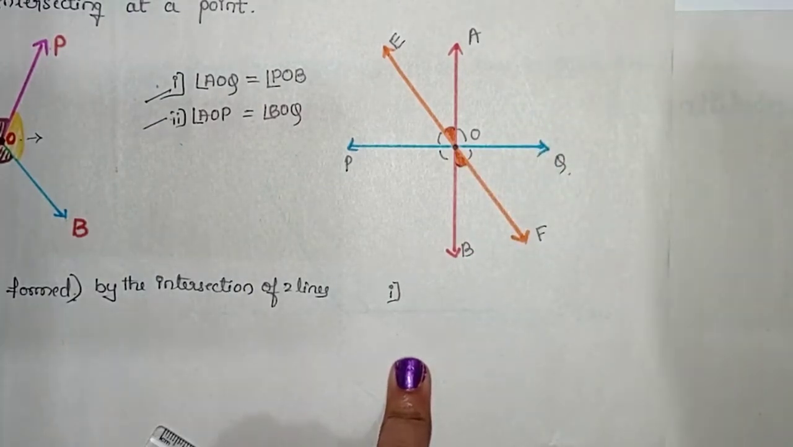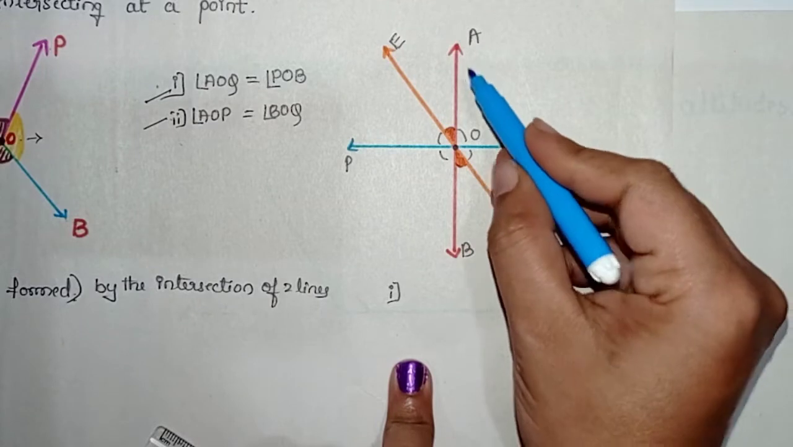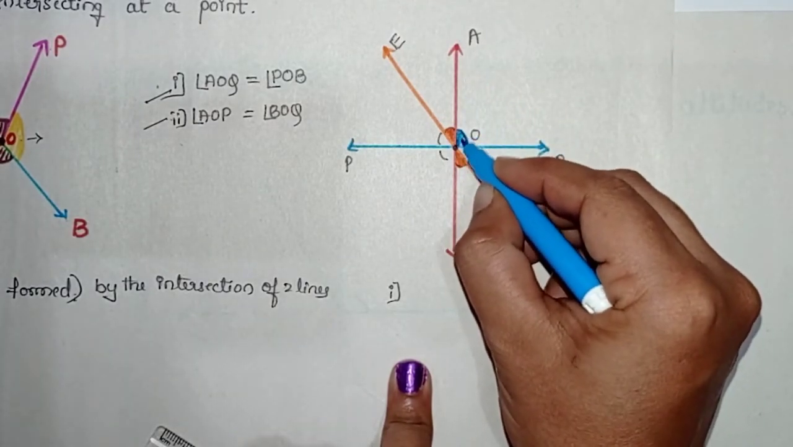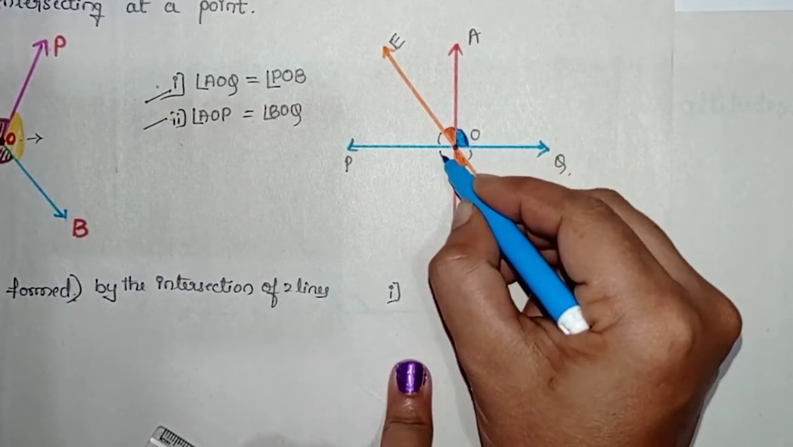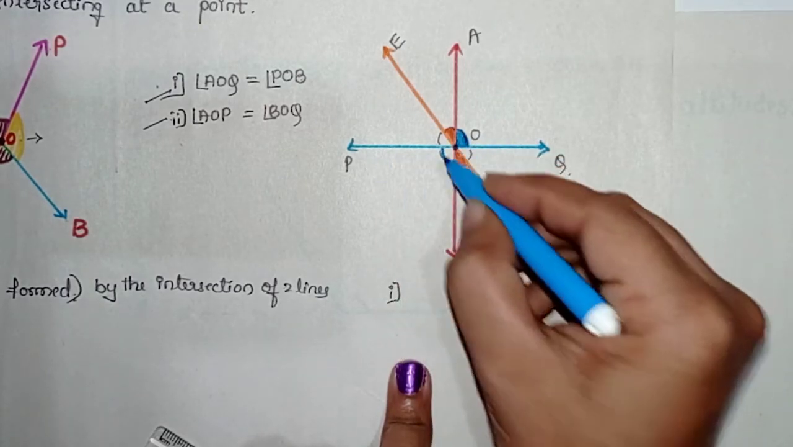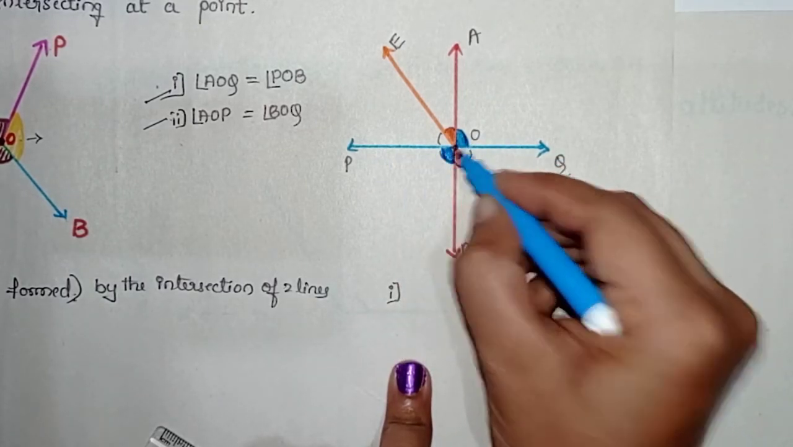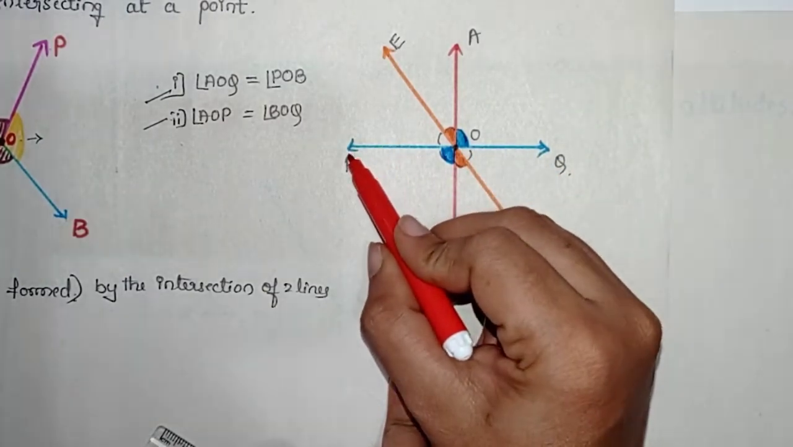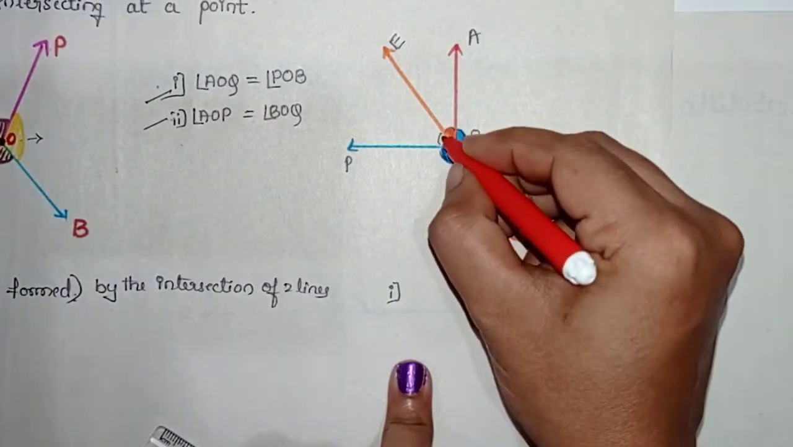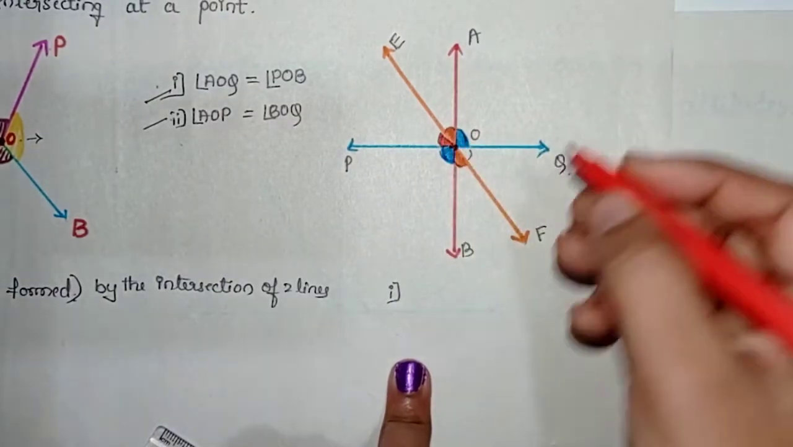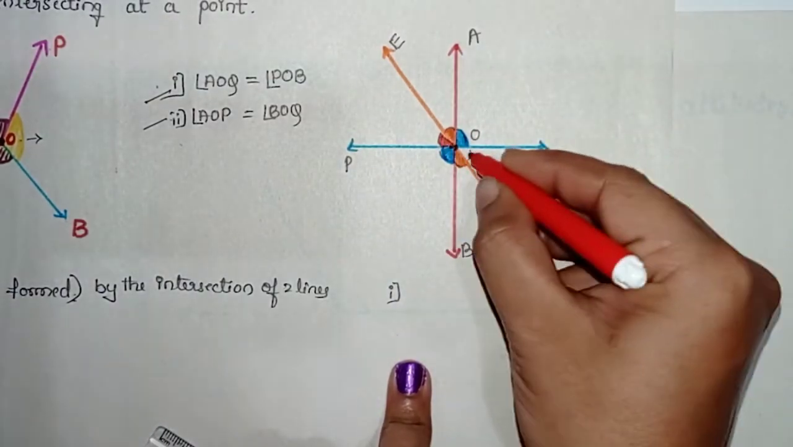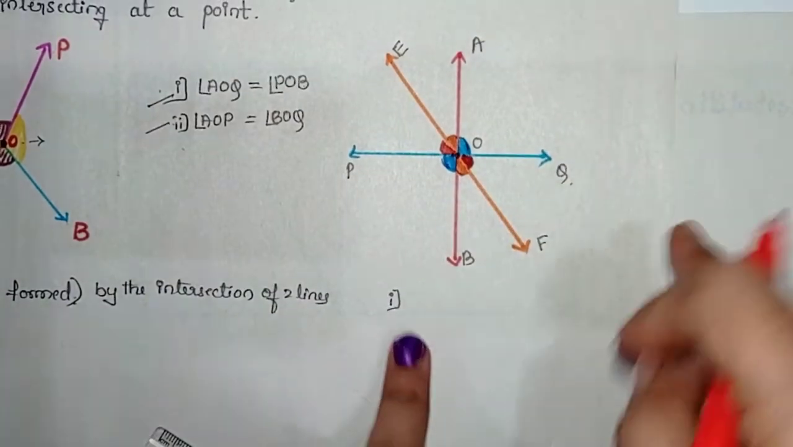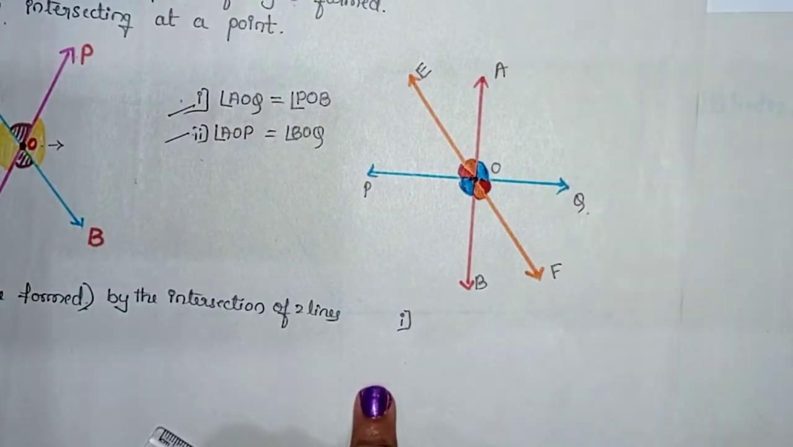And if we are getting angle AOQ, then which angle will be exactly opposite to this? Yes, this angle POB. You can find it here. Next, if I find this POE, then which will be the vertically opposite angle for this? That is QOF. So we found here 3 pairs of vertically opposite angles.